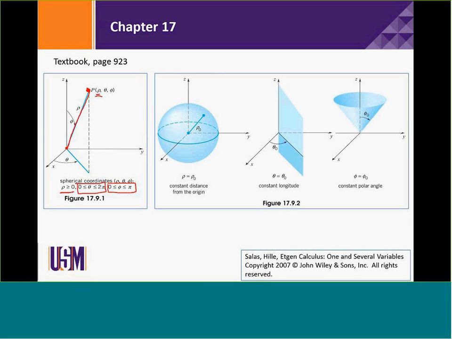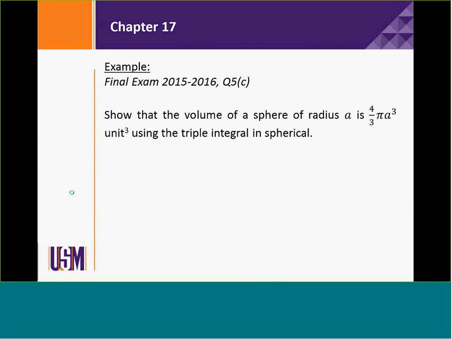Okay. So let's look at these questions. The final exam for 2015-2016. Question 5C. Show that the volume of a sphere of radius A is 4 over 3 pi A to the power of 3 unit cube using the triple integral in spherical coordinates. Okay, so let's look at this question.